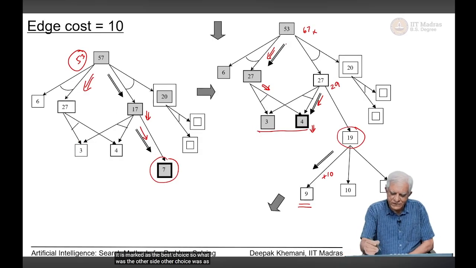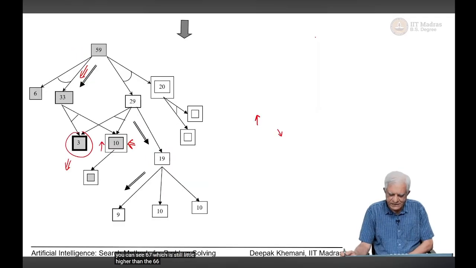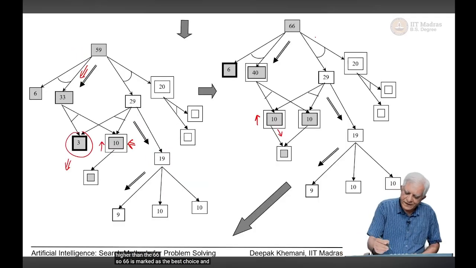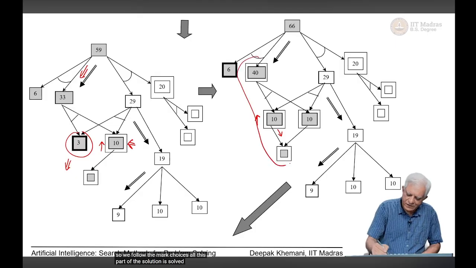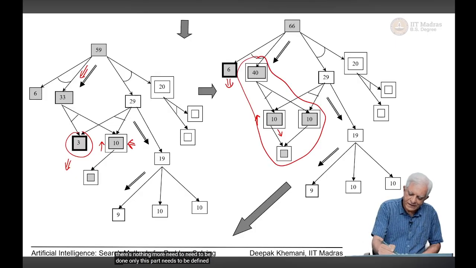So what was the other side? The other choice was, as you can see, 67, which is still a little higher than the 66. So 66 is marked as the best choice. And so we follow the marked choices. All this part of the solution is solved. So there's nothing more that needs to be done. Only this part needs to be defined. So this is what it does next.